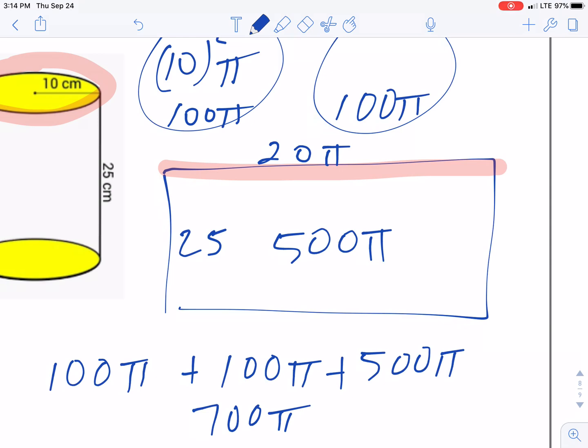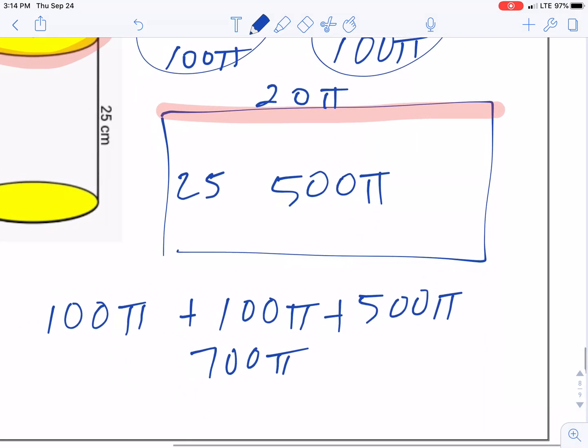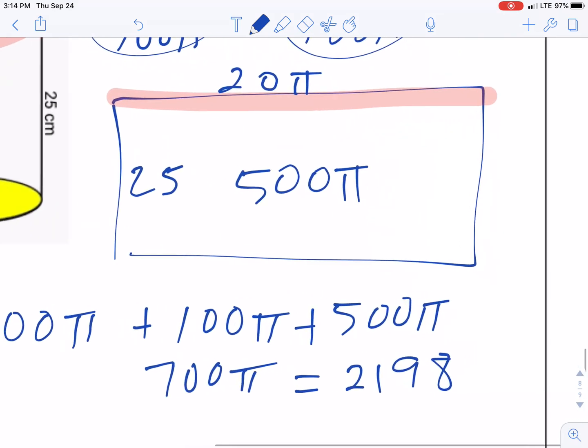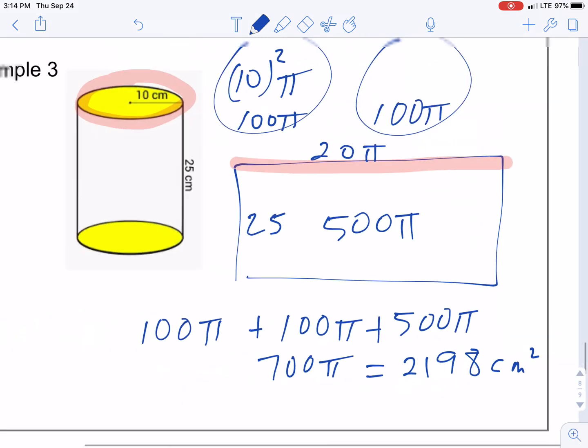or 3.14, which is 2,198, and we're in centimeters, so squared centimeters.